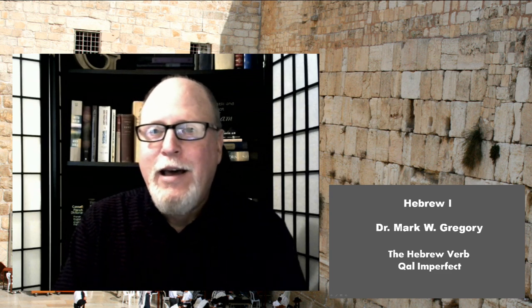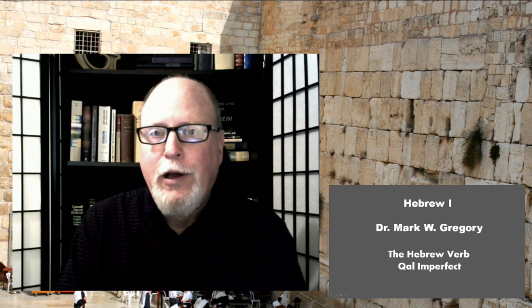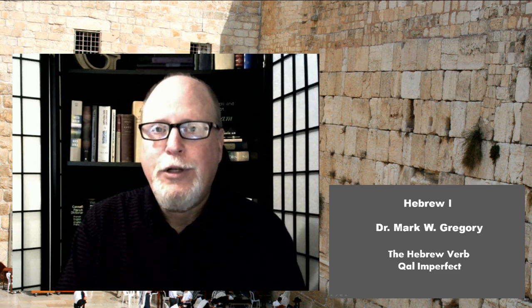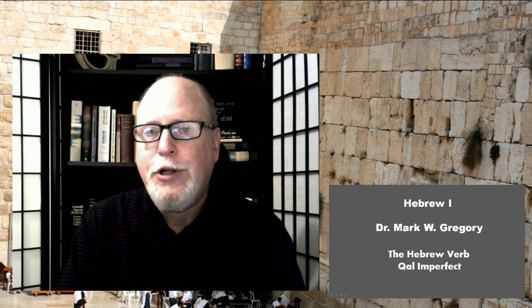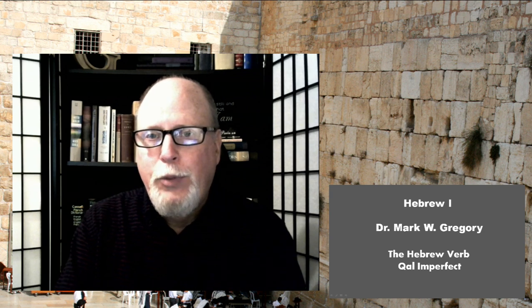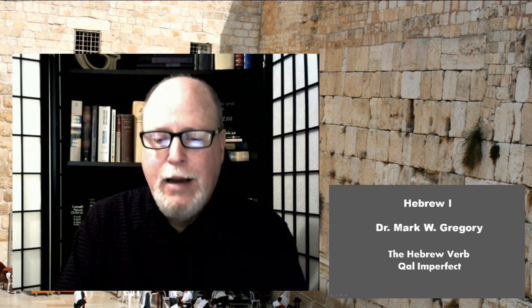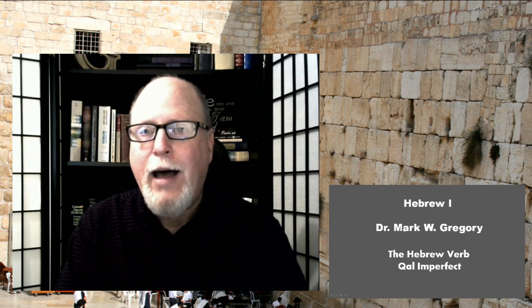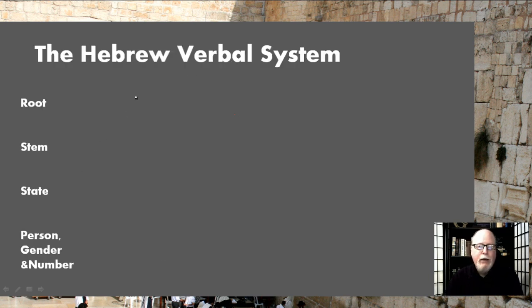And here we go again with another lesson related to the Hebrew verbal system. In two previous lessons, I've spent some time talking about the concepts of the verb system related to the root, the stem, the state, and then the person, number, and gender. And then I put that into some practical application where we talked about the Qal Perfect and how those forms are derived. And so today what we want to do is go ahead and look at the imperfect and begin seeing if we can understand how to put that into the various forms.